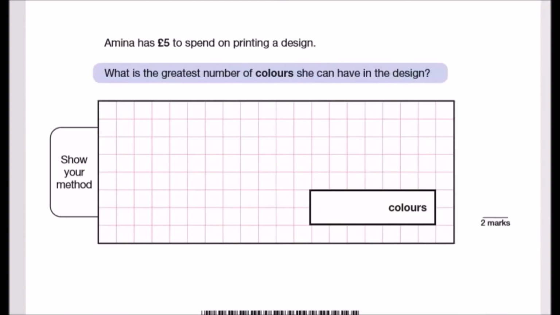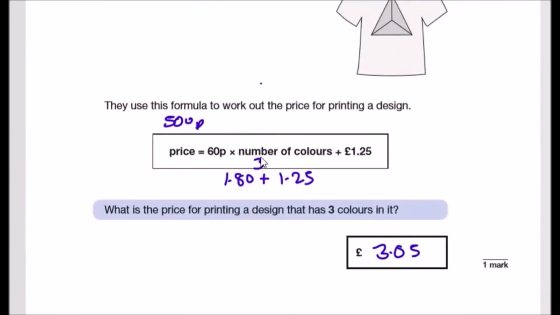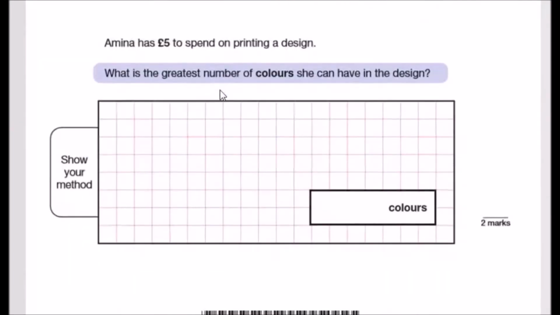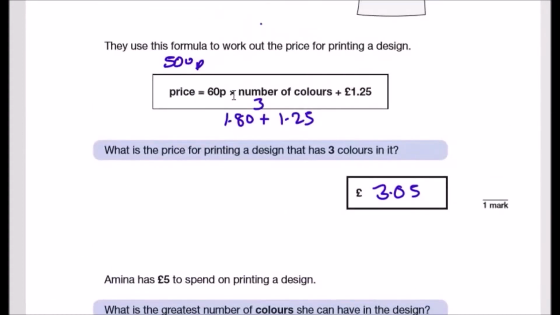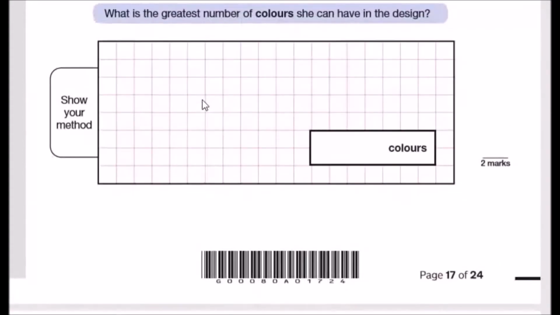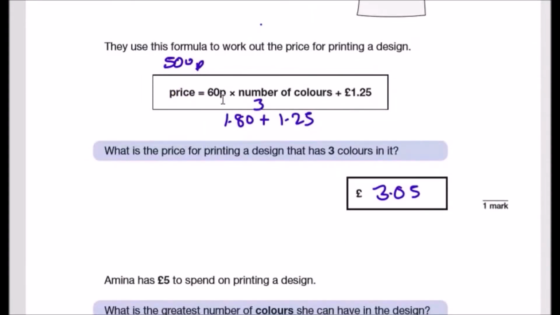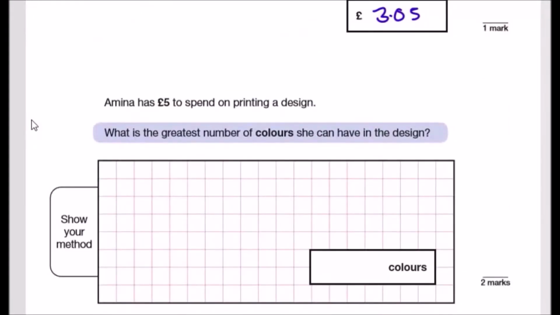Now Amina has only £5 to spend on printing a design. Remember, the price is the number of colors times 60 plus 125. Since it's £5, you're going to get a fixed number of colors. What is the greatest number of colors she can have in the design? Let's think of it as an equation, and work in pennies because there are a lot of decimals involved. So 60p times the number of colors plus £1.25, or 125p, has to be equal to 500 pence.